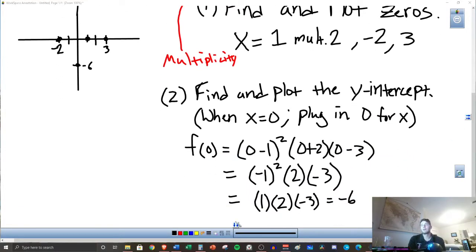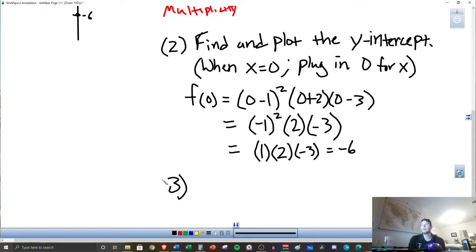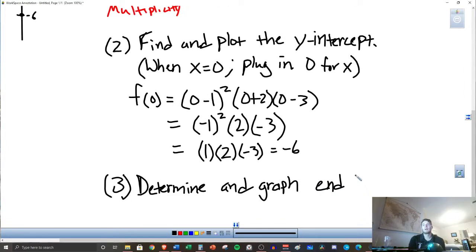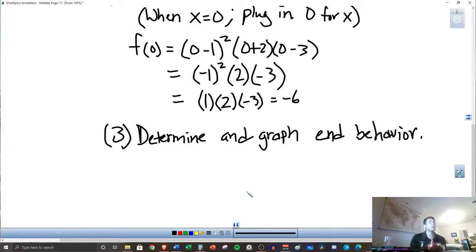Next step, we need to determine and graph end behavior. That is the plan. Determine and graph end behavior. Okay, well, remember from our lesson over end behavior, and hopefully you've been able to do those problems on DeltaMath where you have x goes to infinity, y goes to infinity, all of that stuff, and hopefully that made sense because it's going to be super important for this to help us out.